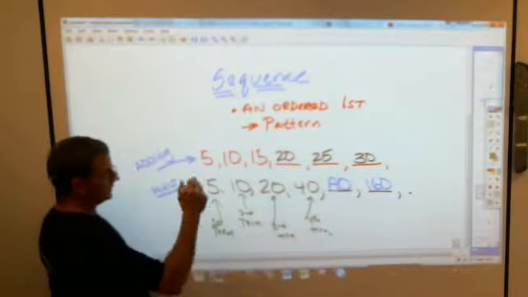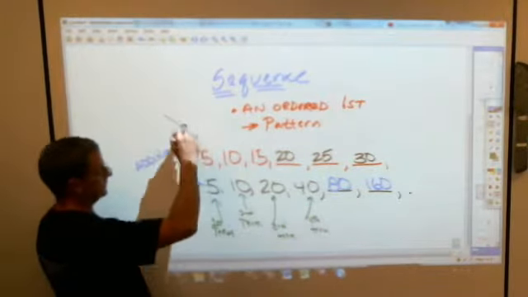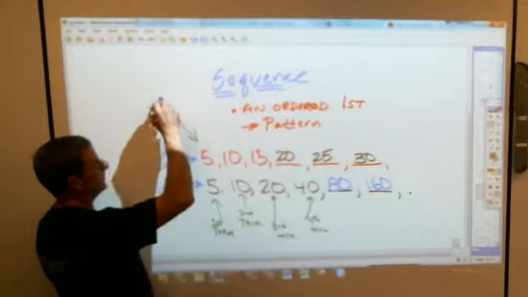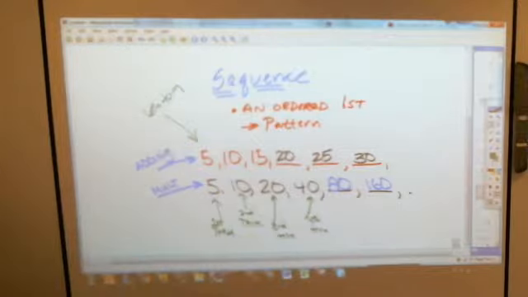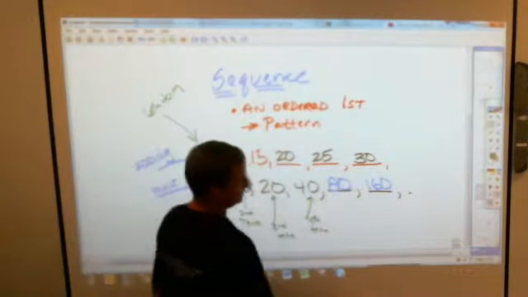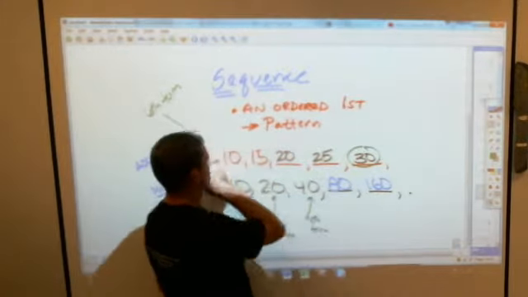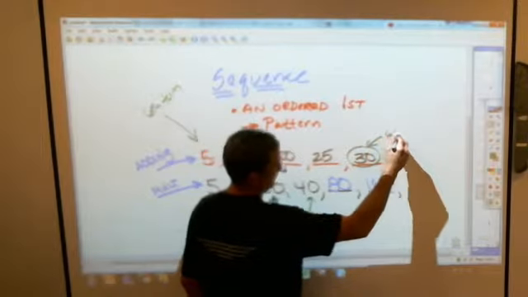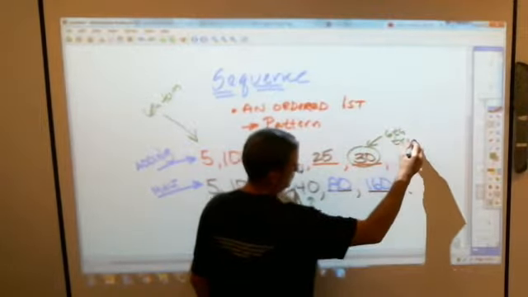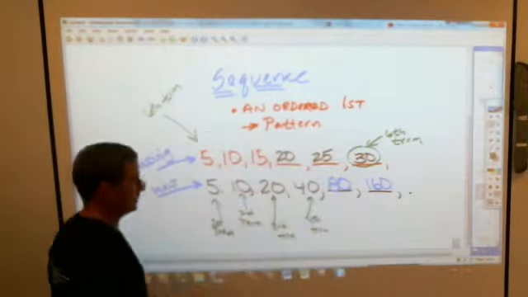So if I asked you what is the sixth term of that sequence, what would it be? The sixth term would be, Ephraim? 30. Yeah, 30, because it is first term, second term, third, fourth, fifth, sixth term. So get used to that terminology.